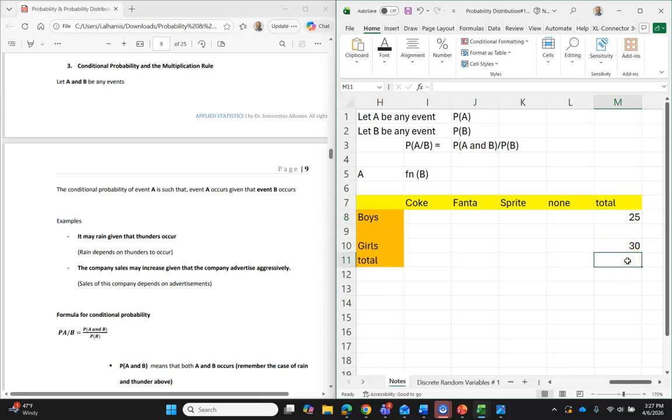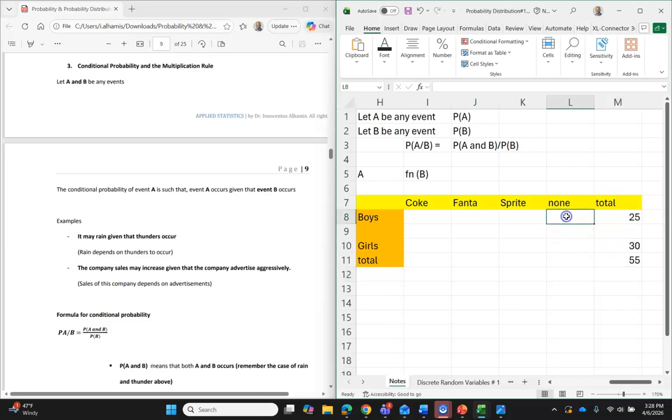So for the total number of this, I'm going to put an equal sign to find the total number, and I'm going to click on 25 plus 30 and enter. So we have 55 in total number of boys and girls. So let's look at their preferences.